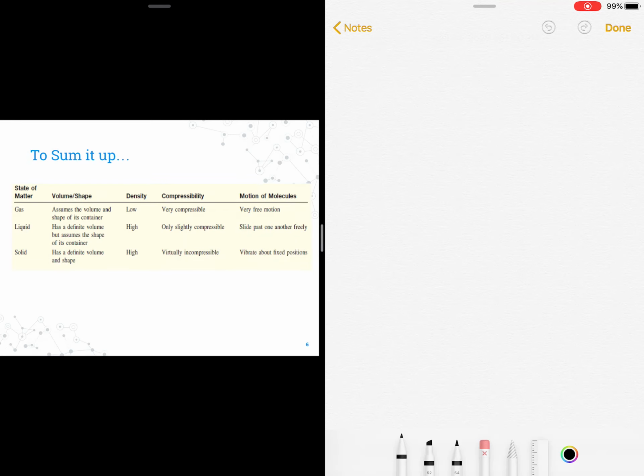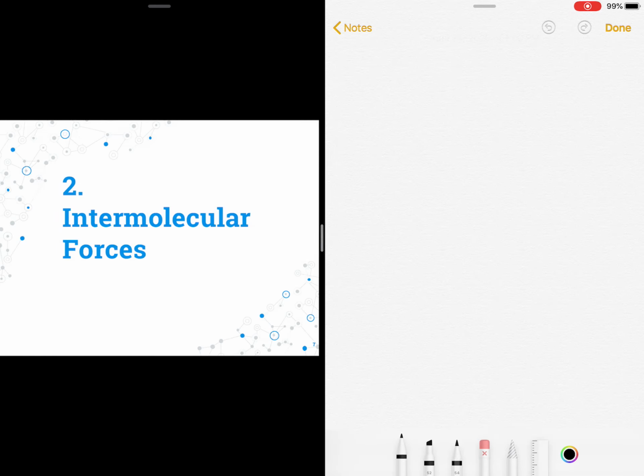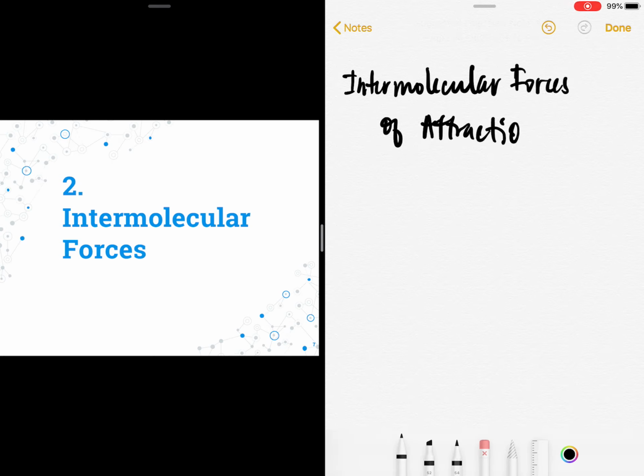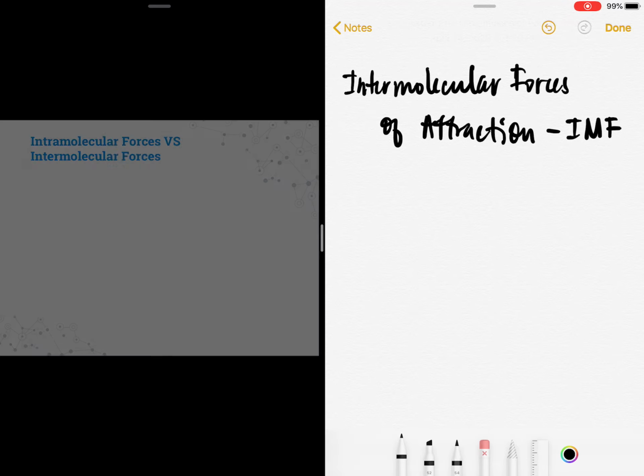So this is just a summary of the properties of your solids, liquids, and gases. I won't delve deeper into this because, as I mentioned a while ago, you've already learned this during your elementary years and your junior high school. Now let's go to the main topic. Today we are going to talk about intermolecular forces. Let's write that down: intermolecular forces of attraction. So we don't get confused, I will be addressing this all throughout the lesson as IMF. Whenever I say IMF, it only means intermolecular forces of attraction.